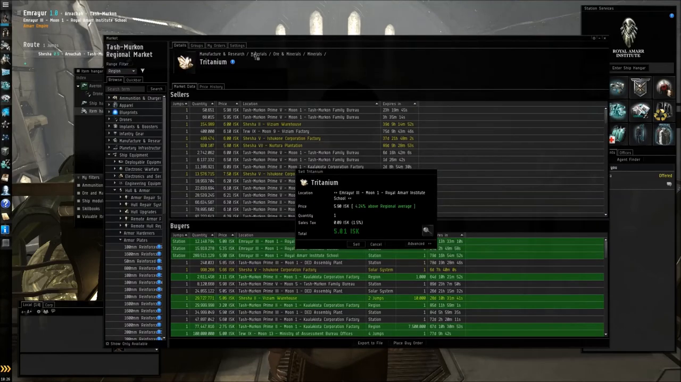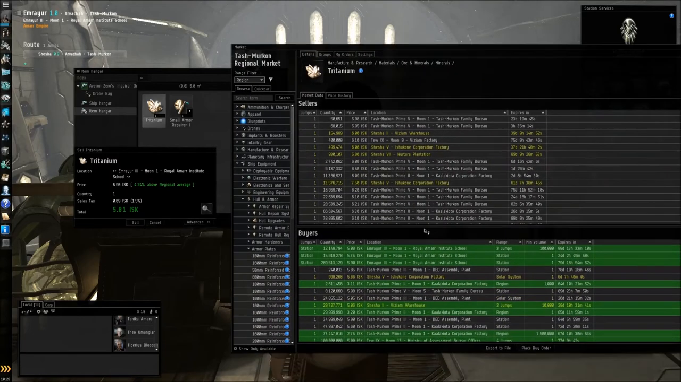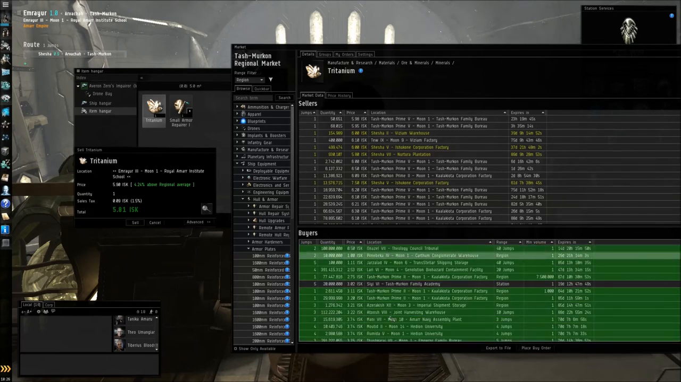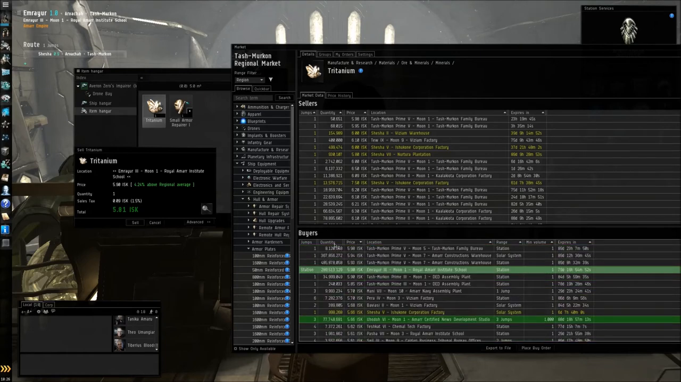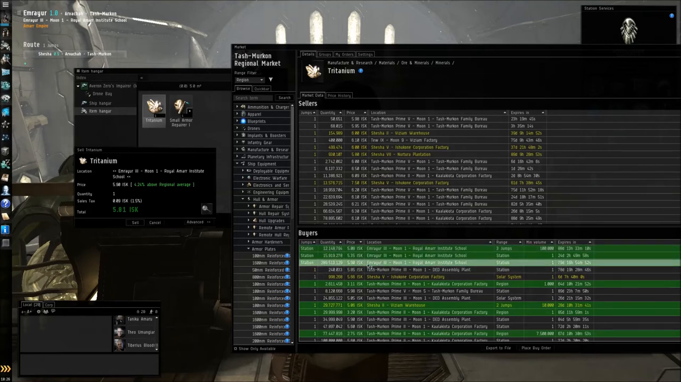If we look at the market here, how most stuff is sold is someone puts up a buy order, like this. They say how much they want to buy it for, and how many of this item they want to buy. Then when people sell stuff, it goes to whoever is willing to pay the most for it in the space station. If we go to jumps, just organized by jump, this person is willing to pay the most for it.